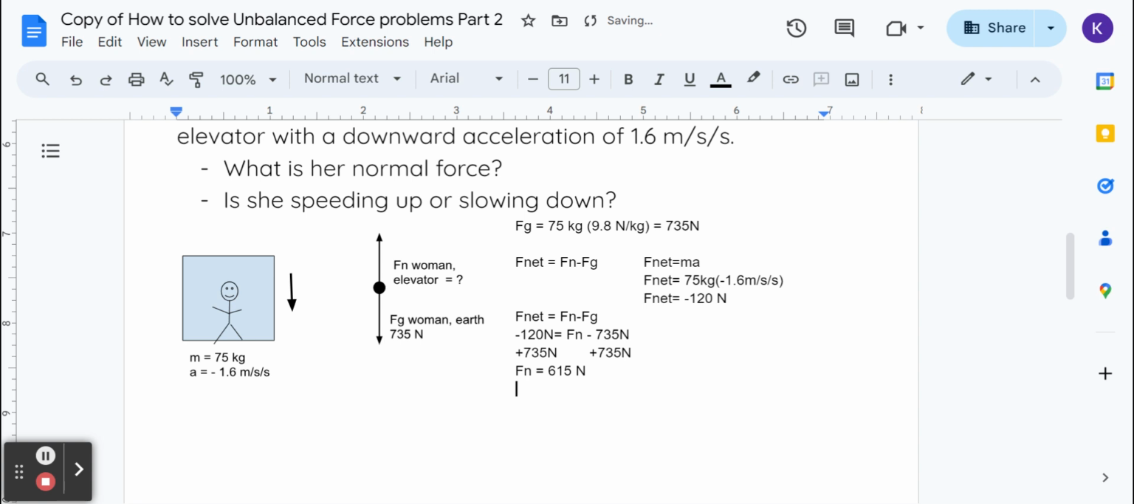So the final question is, is she speeding up or slowing down? Her net force was down because it was overall negative and the Fg was greater than Fn. And the velocity of the elevator is down because it said in the problem she was moving down in the elevator. So because the net force and velocity were in the same direction, this is a speeding up situation.